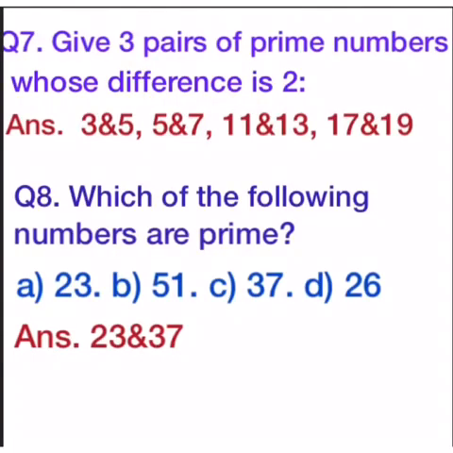Now question number 8, which of the following numbers are prime? Here the numbers are given to you and you have to find out which numbers are prime numbers. 23, yes, prime number. 51, composite number. 37, prime number. 26, composite number. So from these four numbers, 23 and 37 are prime numbers.